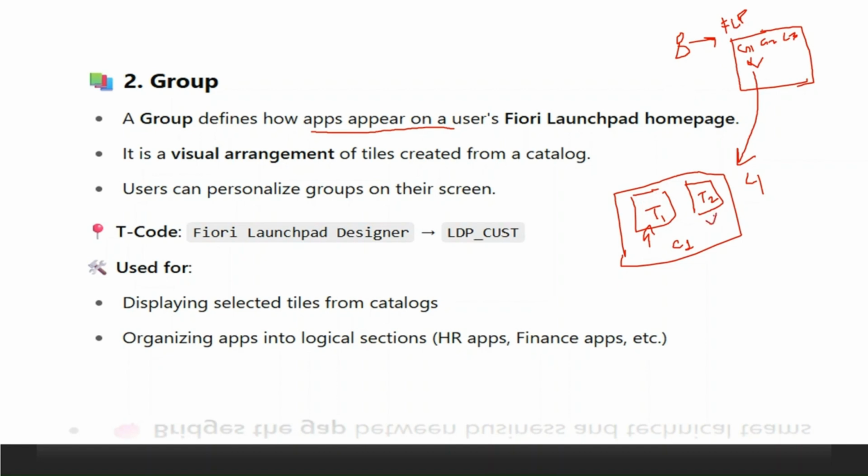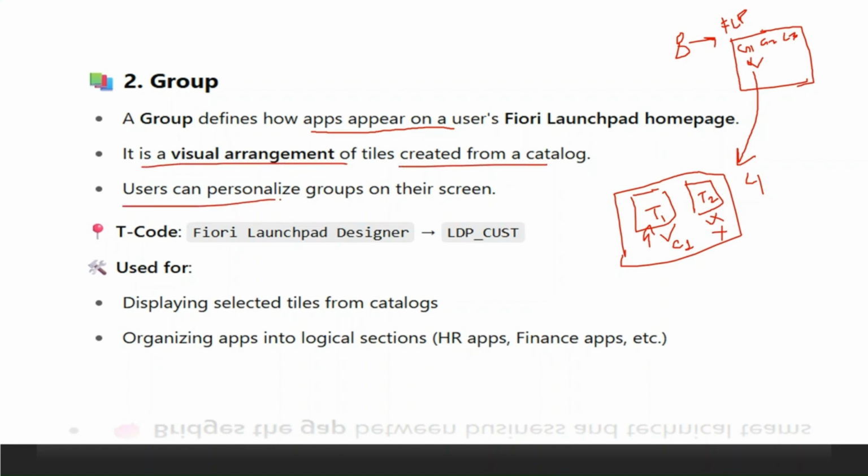I will not activate tile T2 into the group, so only tile T1 will be visible and tile T2 will not be visible at once in the group. But tile T2 will still be in the Fiori catalog. Whenever the user searches for tile T2 from the search option, they can see that application in the catalog, but at first glance that tile will not be visible in the group. Just remember, it is a visual arrangement of tiles created from a catalog.